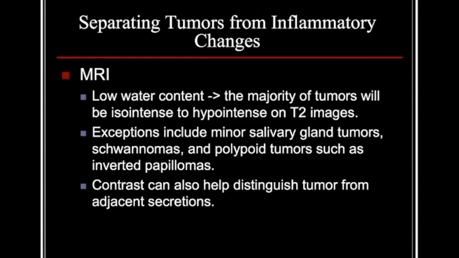On MRI, how do we separate tumors from inflammatory change? We can use the water content to help us out. The majority of tumors will be low in water content, and so will be isointense or hypointense on T2 weighted images. There are some exceptions for the glandular tumors, particularly minor salivary tumors, schwannomas, and polypoid tumors such as inverted papillomas, which can sometimes be MRI T2 hyperintense as well.